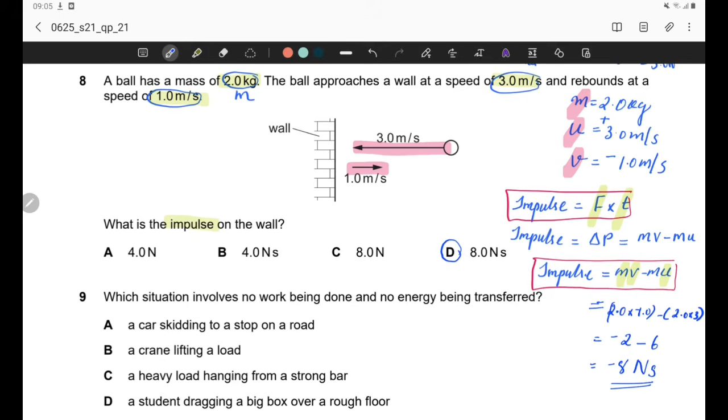Do not confuse with option C, as the value is correct, or the magnitude of the answer is 8, which is correct, but when you look at the unit, it is simply Newton. Newton means it must be a force, but here you are calculating an impulse, so the unit must be Newton second. Therefore the correct answer is only option D.